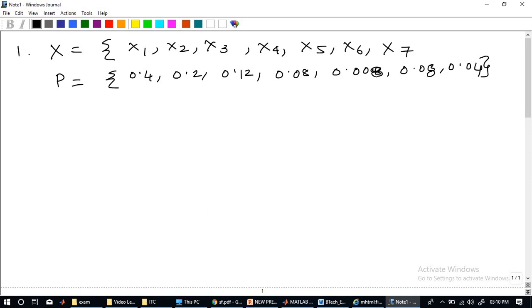This is 0.08. Okay, this is not 0.008. You remove this one. The question is, first use Shannon's binary technique to solve for the code words and comment on the coding efficiency.